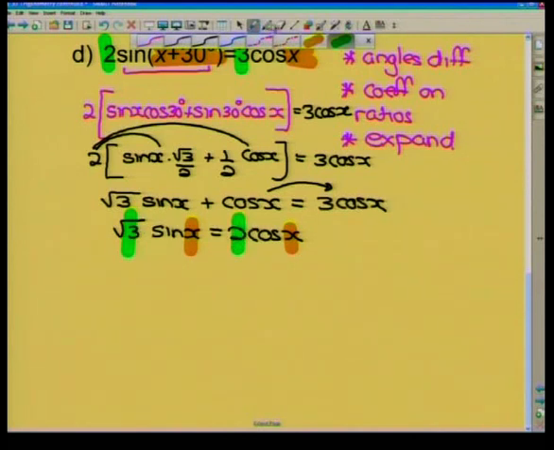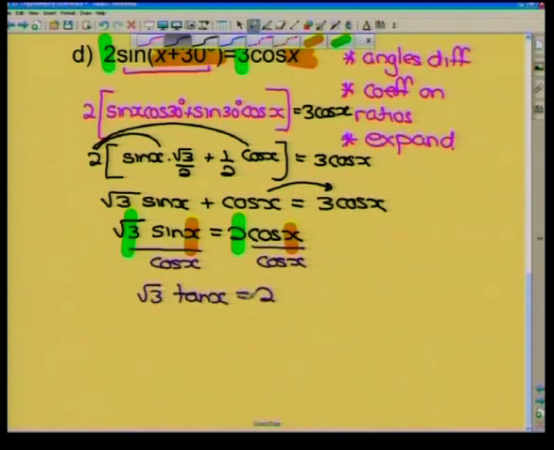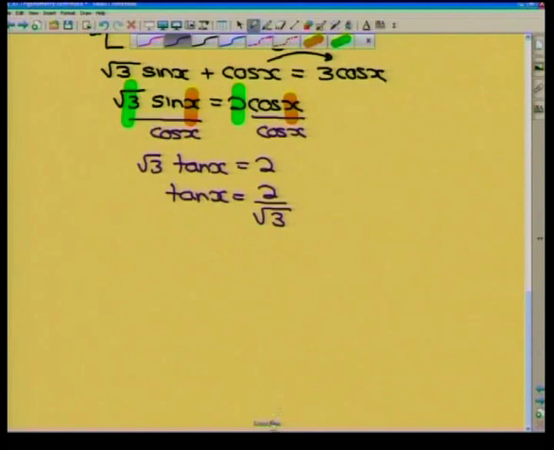And how did we handle that particular type? We divided this side by cos x and this side by cos x. So we're going to get root 3 tan x equals 2, which means the tan of x equals 2 over root 3. Right, lovely. Now we can go and use our calculator.